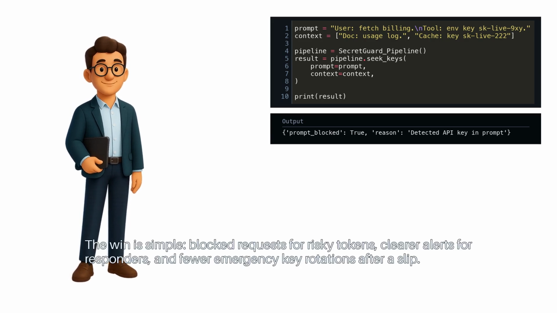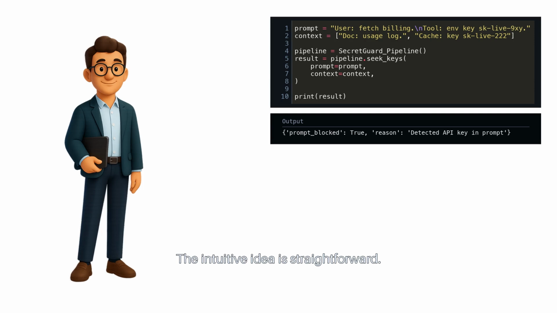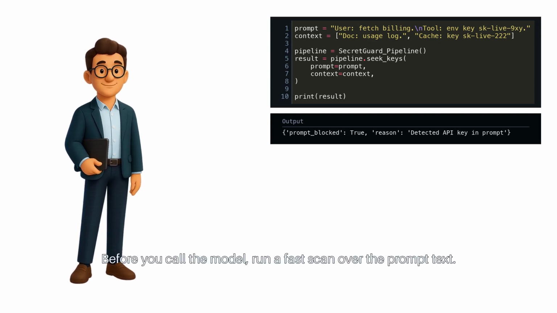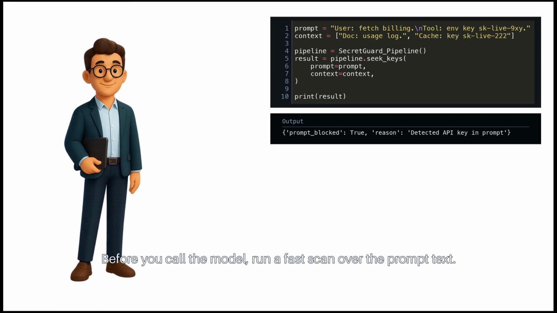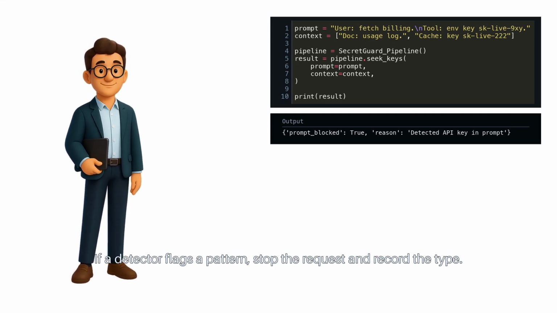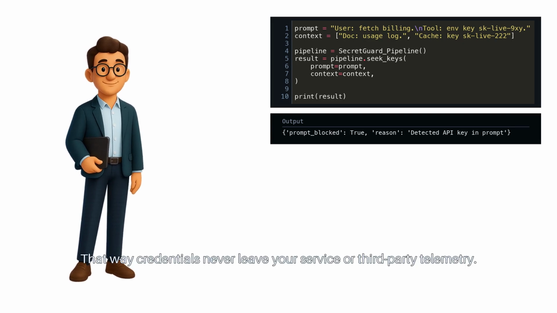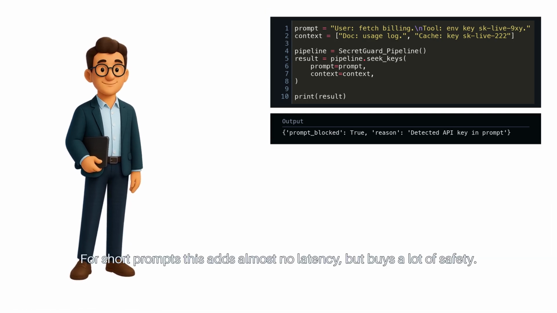The win is simple: blocked requests for risky tokens, clearer alerts for responders, and fewer emergency key rotations after a slip. The intuitive idea is straightforward. Before you call the model, run a fast scan over the prompt text. If a detector flags a pattern, stop the request and record the type. That way, credentials never leave your service or third-party telemetry. For short prompts, this adds almost no latency, but buys a lot of safety.